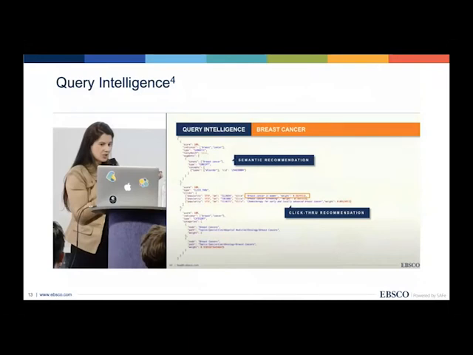And so query intelligence. This is within search runtime. In this example, you have semantic recommendation, which points to breast cancer. Breast cancer is two words, but it's one concept. And so semantically, that is an example of semantic enrichment. It knows that breast cancer is a term or a concept, and so that's part of the graph.